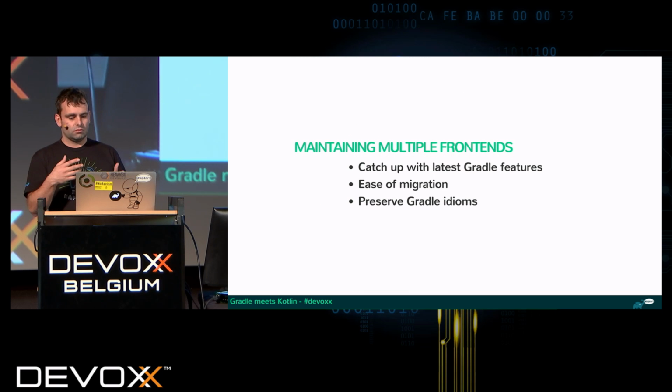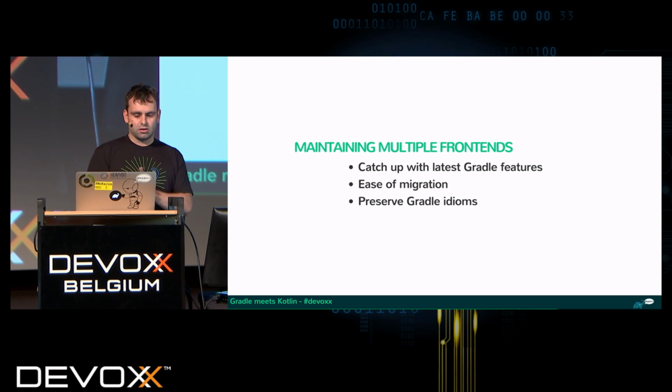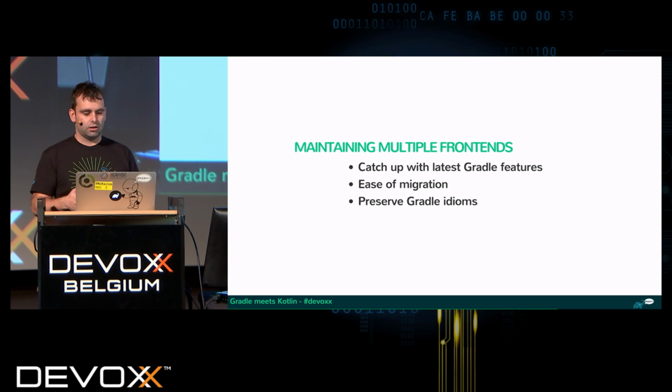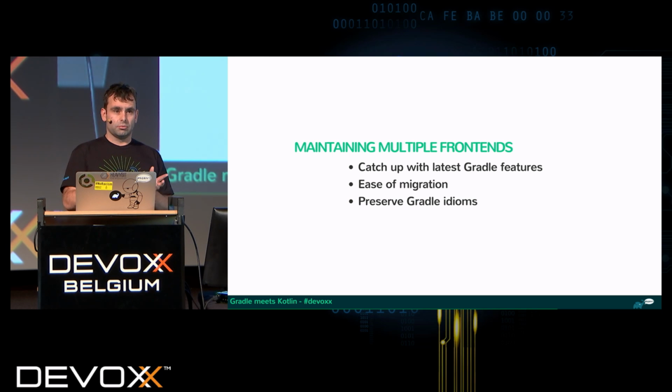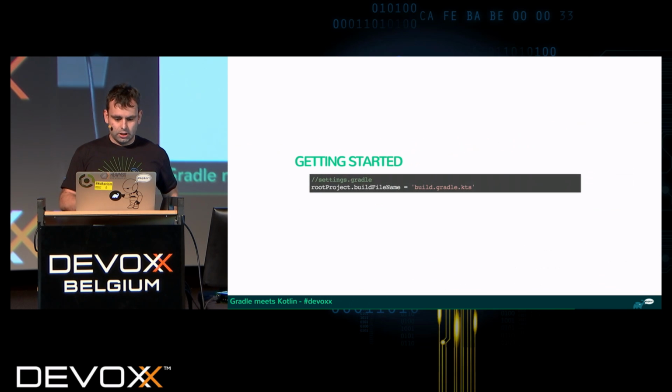And last but not least, I think a general challenge is if you maintain multiple front ends, that comes with a cost, right? You have to catch up with the latest Gradle features, which are currently developed mainly in the Groovy DSL. You have to find an easy way to migrate between them. And we want to preserve some Gradle idioms that have been built up over the last couple of years. So that's another constraint here and another cost with that.